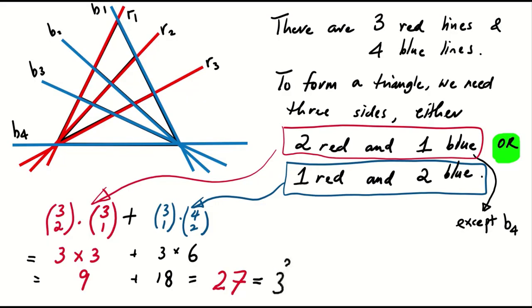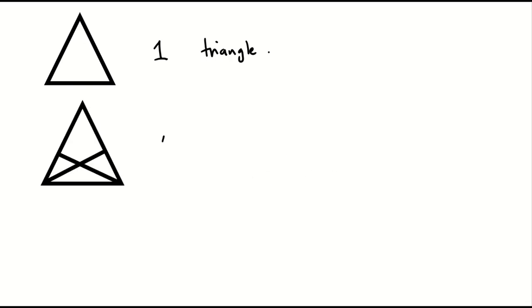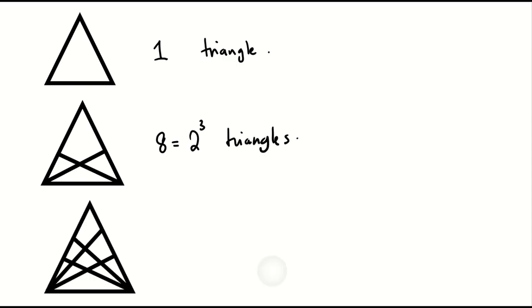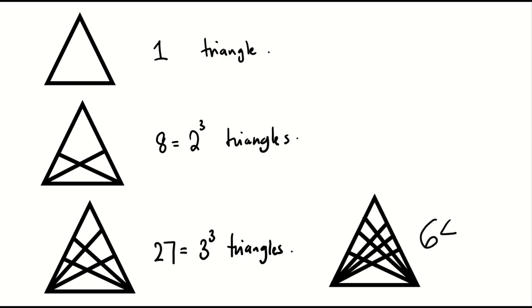Interestingly, 27 is 3 cubed. These observations lead to a pattern. There's only 1 triangle in the first figure, and carefully counting revealed 8 or 2 cubed triangles in the second figure. As mentioned, there are 27 or 3 cubed triangles in this figure. Naturally, one might wonder if the next figure contains 64 or 4 cubed triangles.